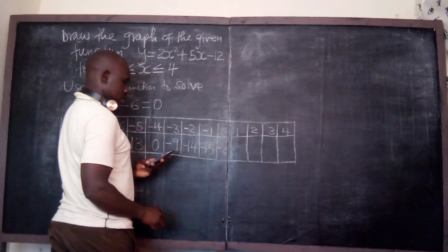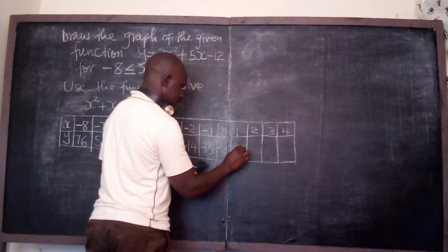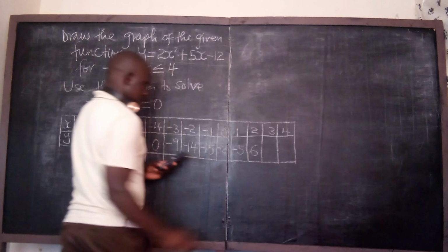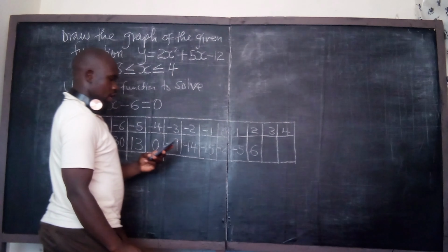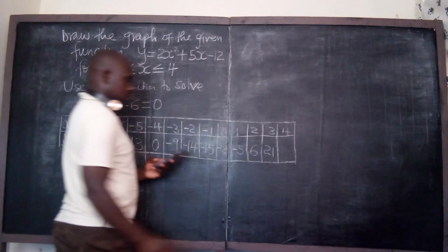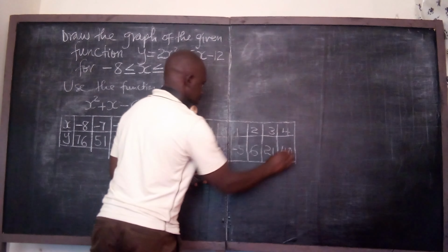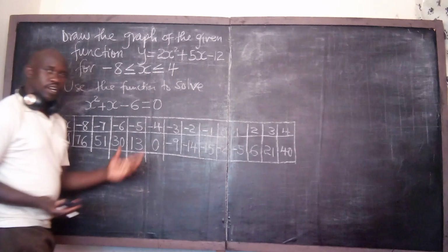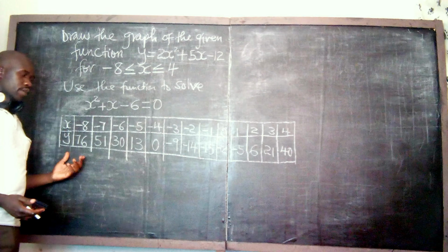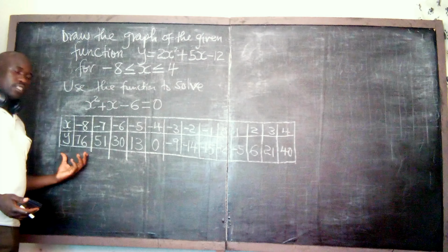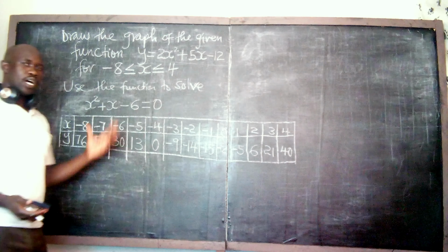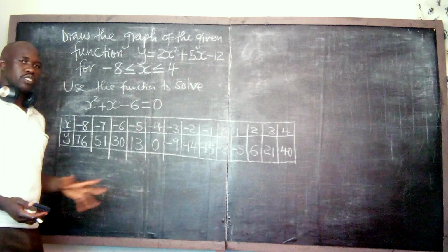When x is 1, y is minus 5. When x is 2, y is 6. When x is 3, y is 21. When x is 4, y is 40. So now we have a table for the corresponding values of x and y. After that, let us go to the graph and draw these points.